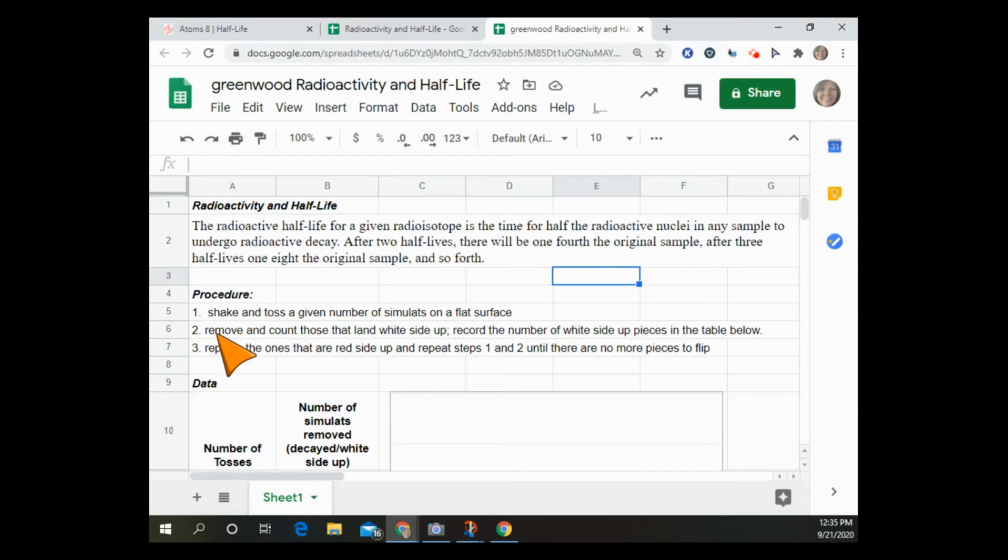So our procedure is right here. Shake and toss a given number of simulats. I'll show you what that is in a second. Remove and count those that land white side up. Record the number of white side up pieces in the table below. Those are going to represent the ones that have decayed, that have changed from whatever our original sample is into a different nuclei. Replace the ones that are red side up and repeat steps 1 and 2 until there are no more pieces to flip.